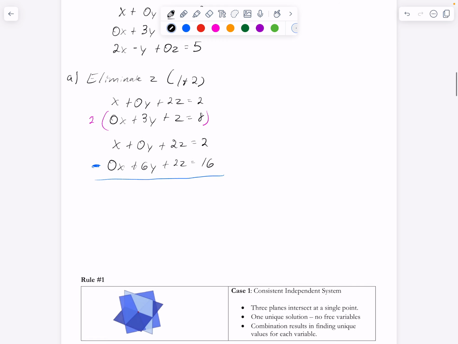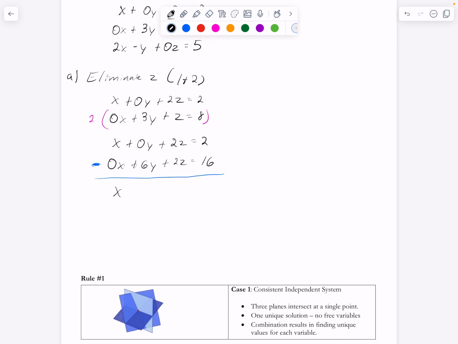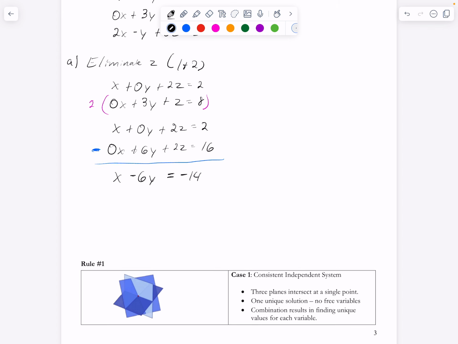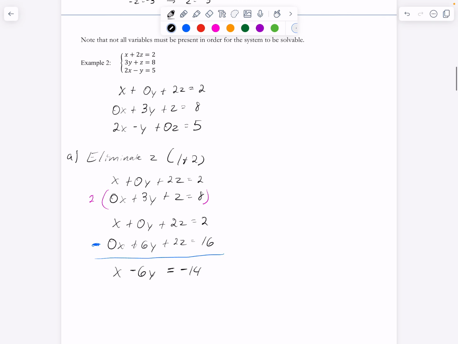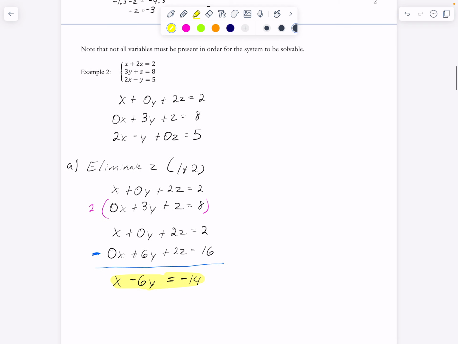So that's going to be 1x minus 0x is just x. 0y minus 6y is going to be negative 6y. That's going to be 0, right? My z's go away. And 2 minus 16 is negative 14. Okay? Now I'm going to eliminate with some other two equations. Actually, you know what I'm going to do? Let me see if you see this. All right, so I just got this equation. x minus 6y equals negative 14. Take a look at this third equation in my original one, or you could look at this one, they're the same.